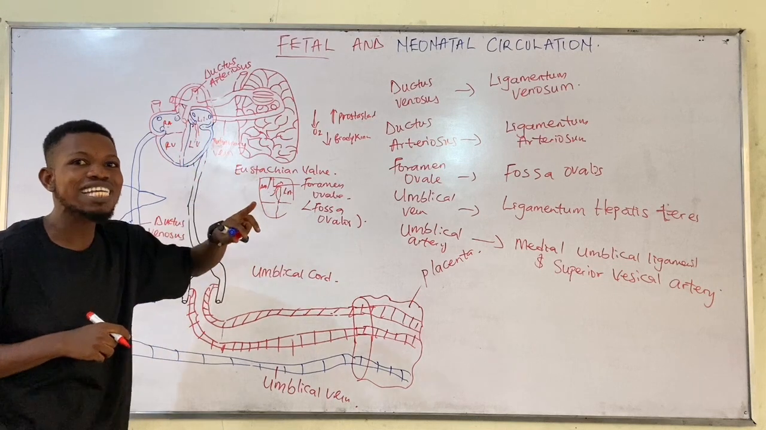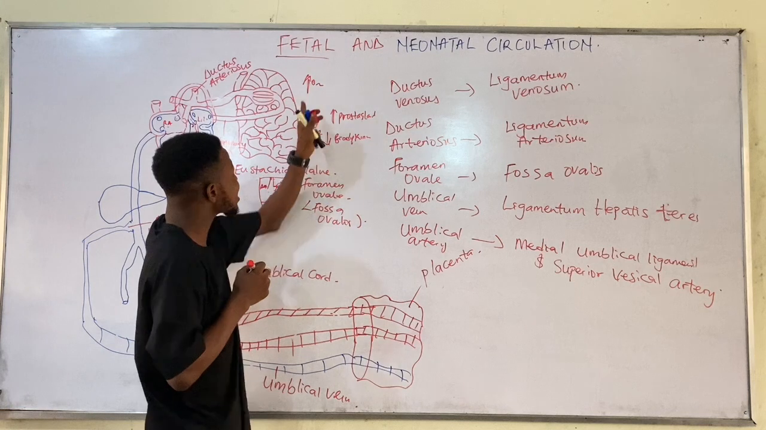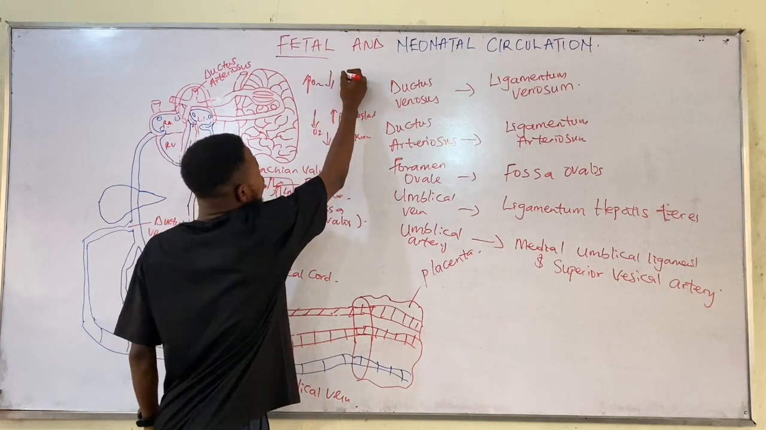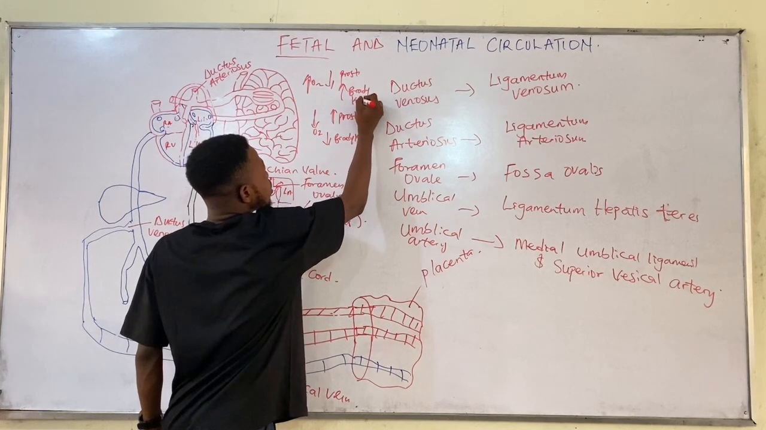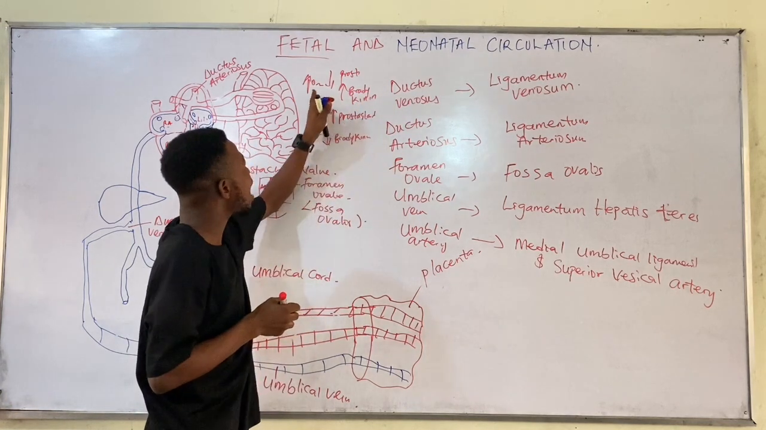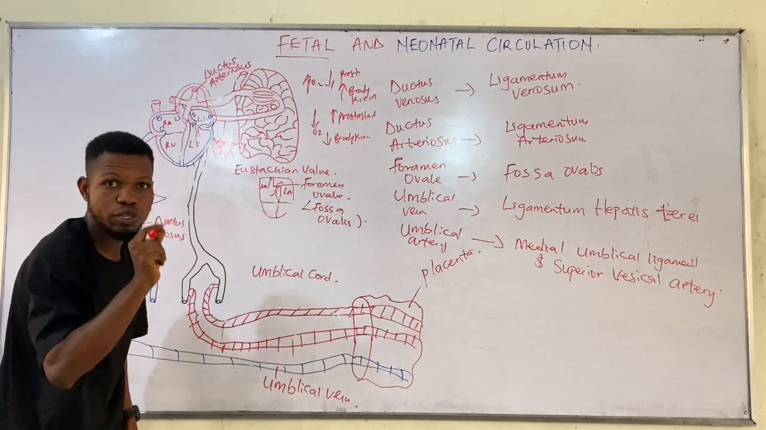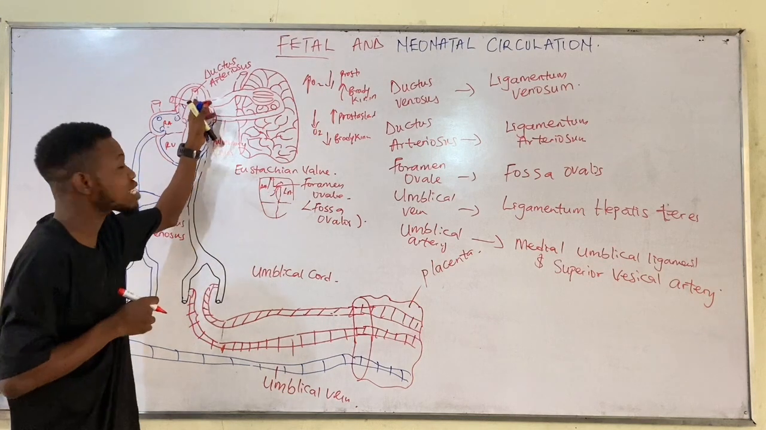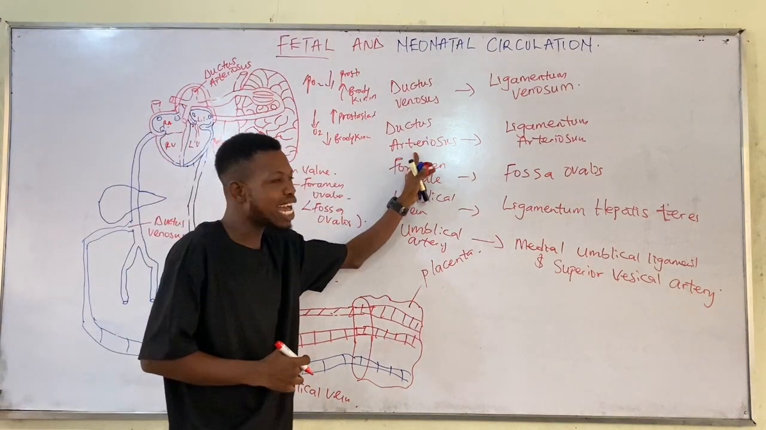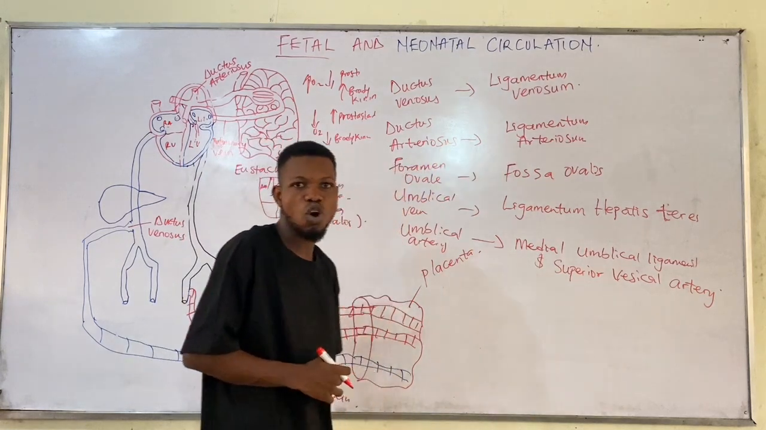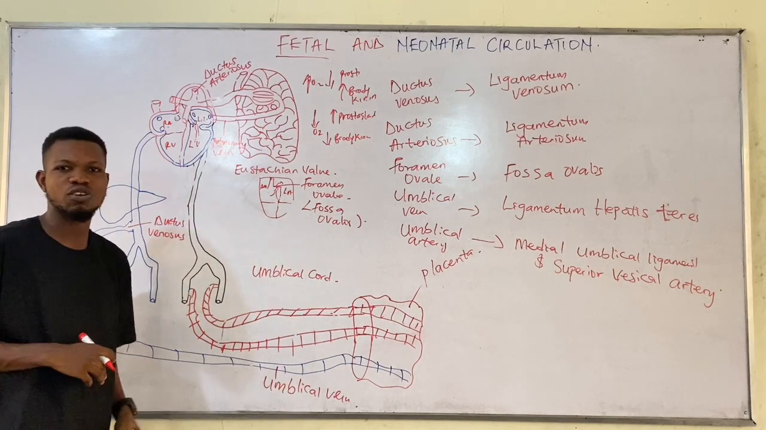But in neonatal circulation, what happens? There will be high oxygen. Is that not true? And when there's high oxygen, there will be what? Low prostaglandin and high bradykinin. So when oxygen and bradykinin are high, what happens to the ductus arteriosus? It closes up, it shuts. That is why the ductus arteriosus is no longer working. Then later on, during subsequent development, the ductus arteriosus will become the what? Ligamentum arteriosum. So that is what you need to know about fetal and neonatal circulation.